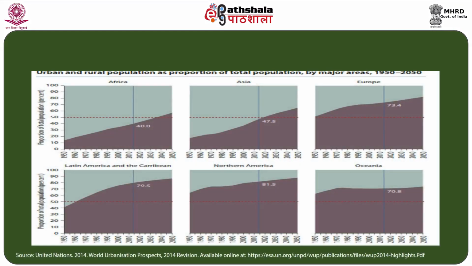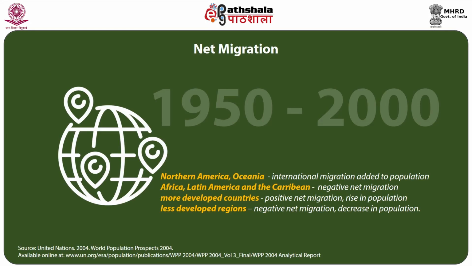That clearly indicates that, no doubt, the proportion of urban population is going to increase, but it is going to be steady and at lower levels. The major contributing factor for urbanization is measured in terms of net migration. If you look at the data during the period 1950 to 2000, the international migration added to the population is mainly observed in Northern America and Oceania, and a negative net migration is noticed in the continents of Africa, Latin America and the Caribbean islands.